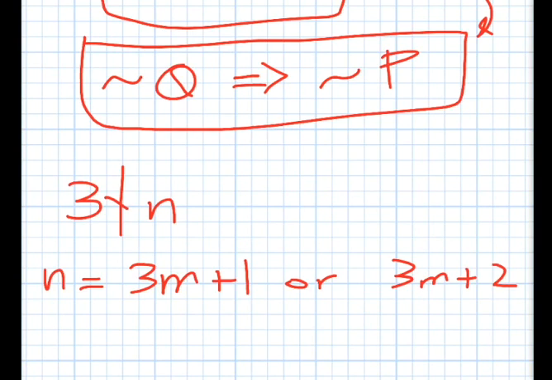Why only plus 1 and plus 2? Because if I say plus 3, then it divides it, because if I write 3m plus 3, then I can say 3 times m plus 1.